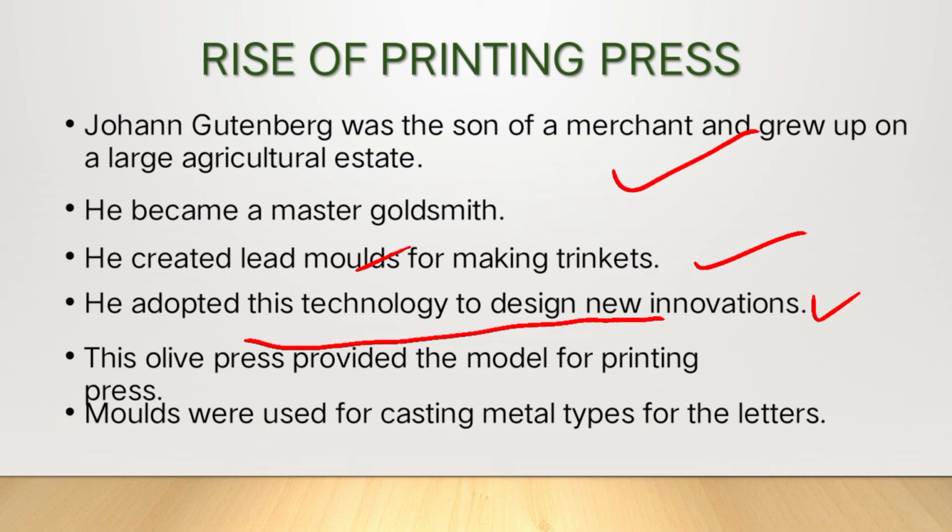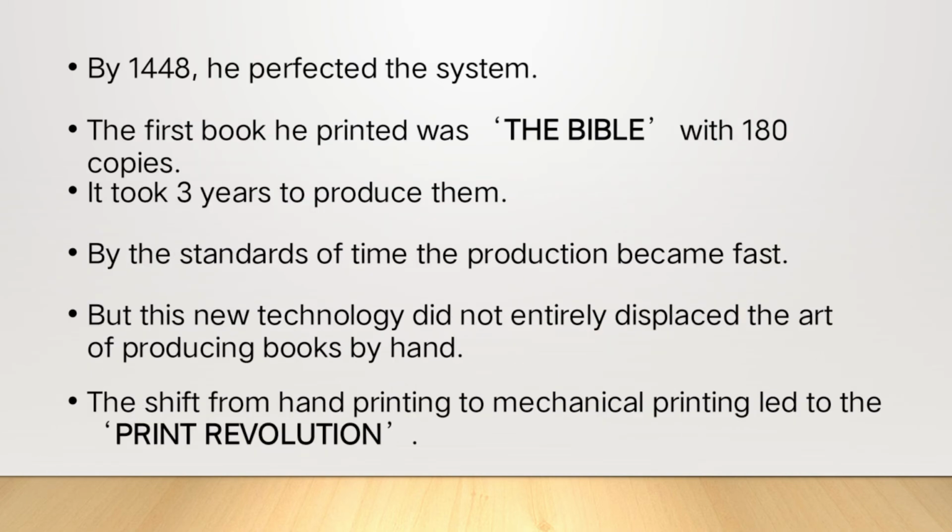This olive press provided the model for the printing press. The molds were used for casting metal types of letters. He got the idea to manufacture the alphabets. The molds had different shapes, so with these kinds of shapes, he was able to manufacture alphabets, and after many attempts, in 3 years of time, he was perfectly able.